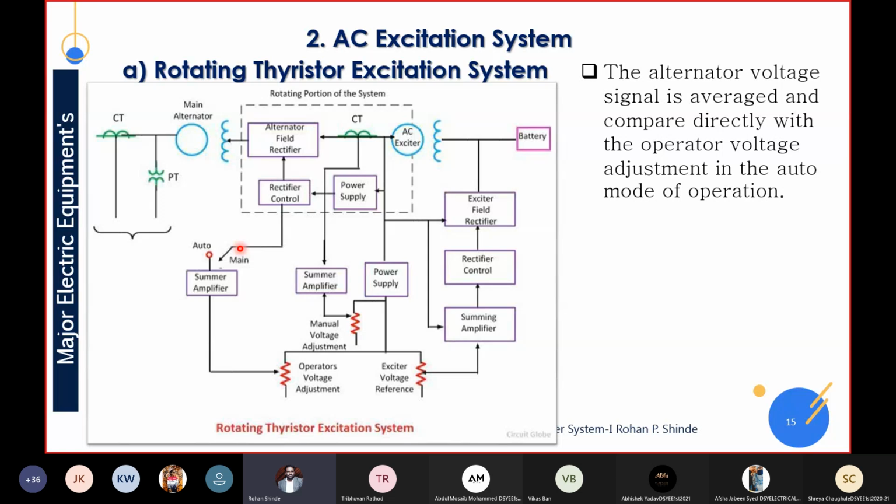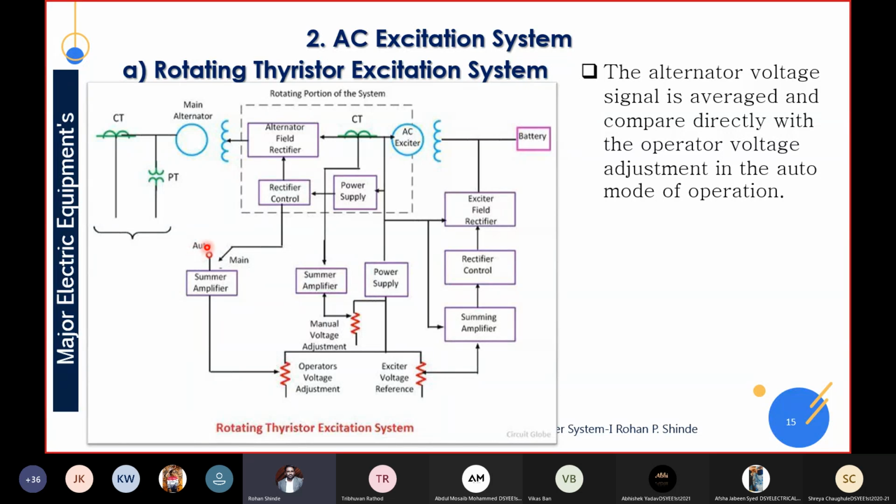So the alternator output signal, some alternator output voltage signal will be averaged here, and it will be compared directly with the operator voltage adjustment. See here, it is compared with this, and finally it will move towards auto mode operation. Now the alternator output voltage is compared with the operator voltage adjustment, and if these both are the same, then it will move towards auto mode operation.